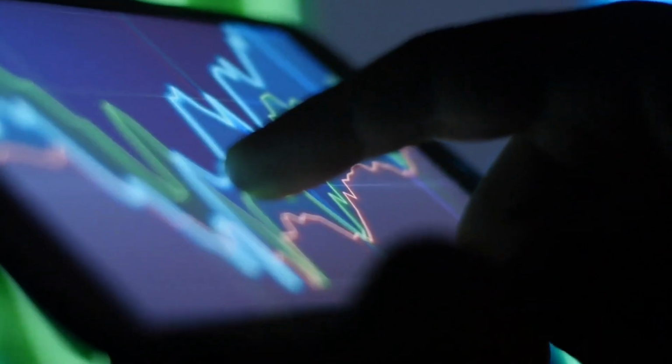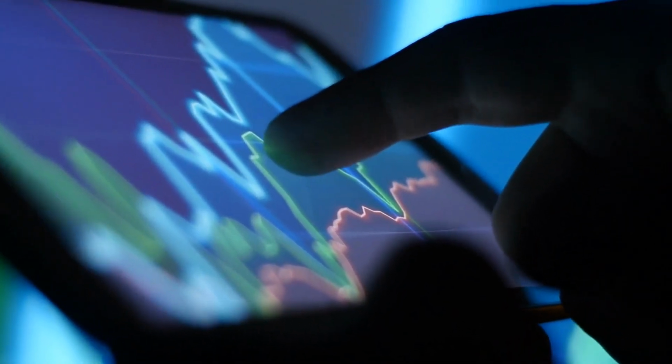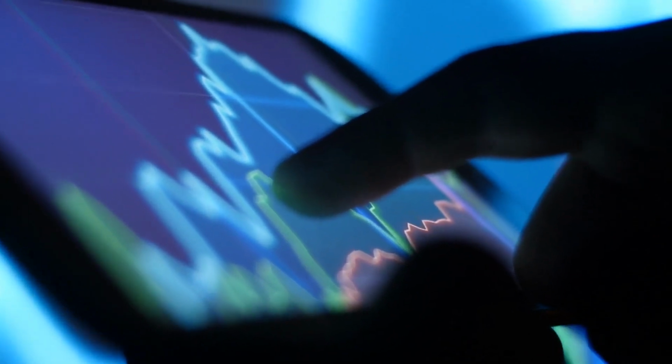All investing involves risk. Consult a financial advisor. Do your own research and never invest more than you can afford to lose.